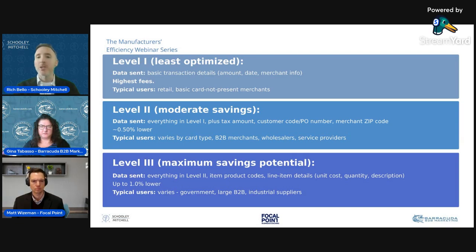Where you go to level 2, you're starting to incorporate more data. So the tax amount, customer codes or purchase order numbers, and the zip code that you as the merchant are located in. All that data provides more background and safety essentially to the processor so they could then offer you a better rate. And then once you get to level 3, there's even more details. You're talking about product codes, line item details, and that's where the savings could really come into play. So essentially, the best thing to take from this slide is the more information collected as part of the transaction, the better you'll fare in terms of the rates that you're paying to your processor.